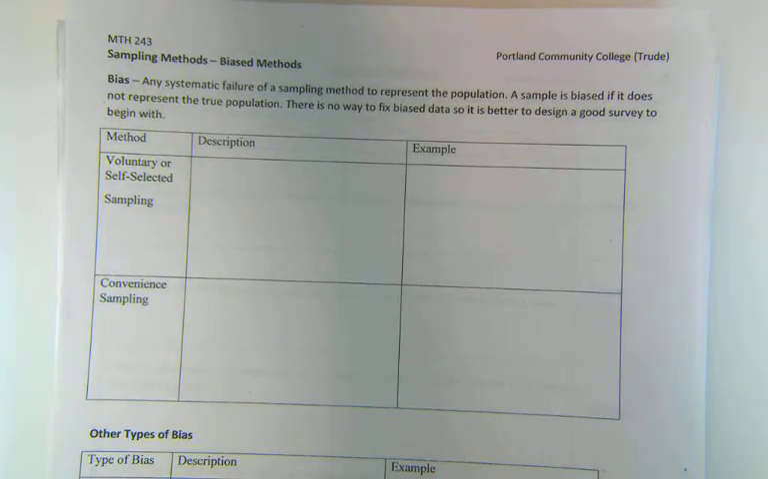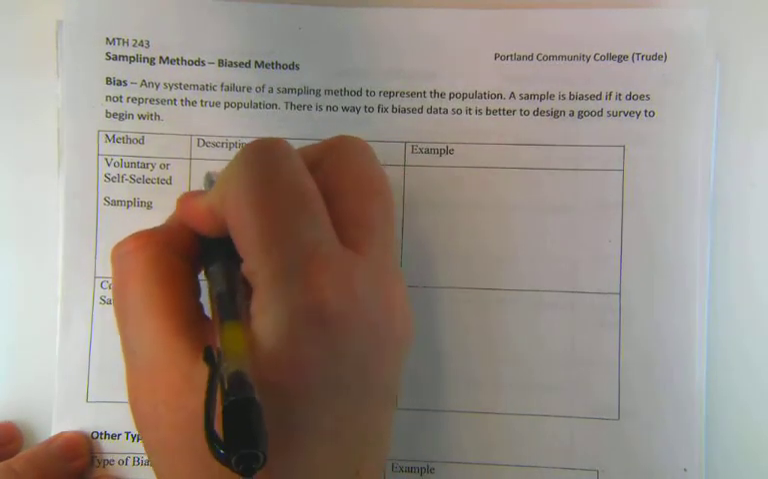Alright, so let's go ahead and talk about some bias that can come up with certain sampling methods. Bias is where the data is influenced in some way, such that it won't actually represent what's happening in the population. Maybe you get too many positive results or negative results that are skewed by something else that's going on within the survey itself. So the first method that we want to look at is voluntary self-selected sampling.